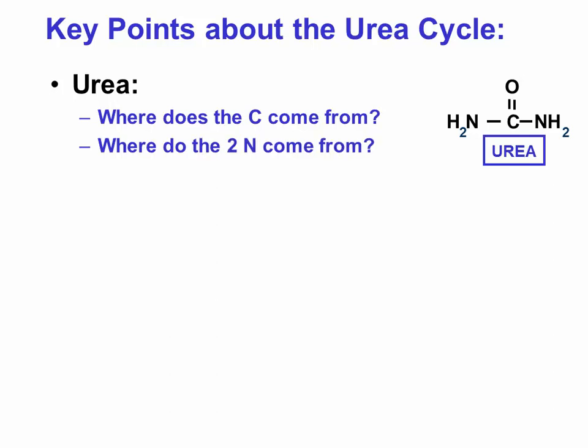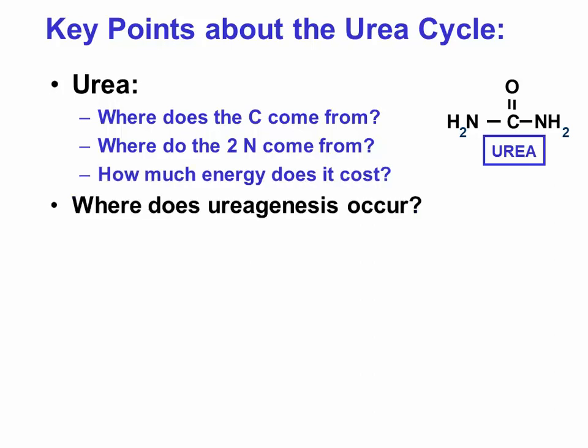Where do the two nitrogens come from? I want you to think about the synthetic pathway. The first one comes from the first step, from ammonia. And the second one comes from aspartate, where the rate limiting step is. Okay, so ammonia, one from aspartate. How much energy does it cost? Right, 1 ATP.